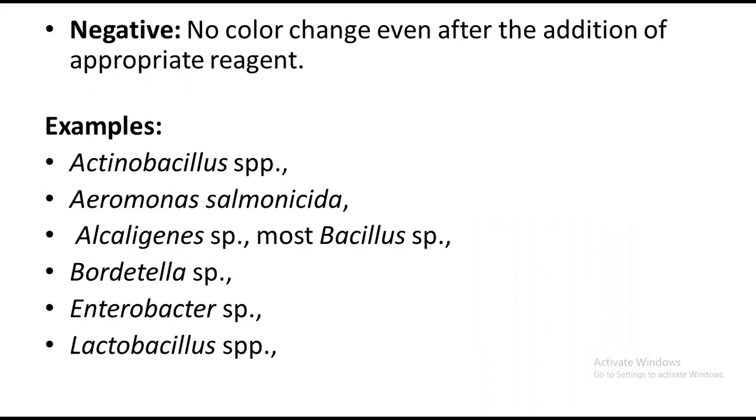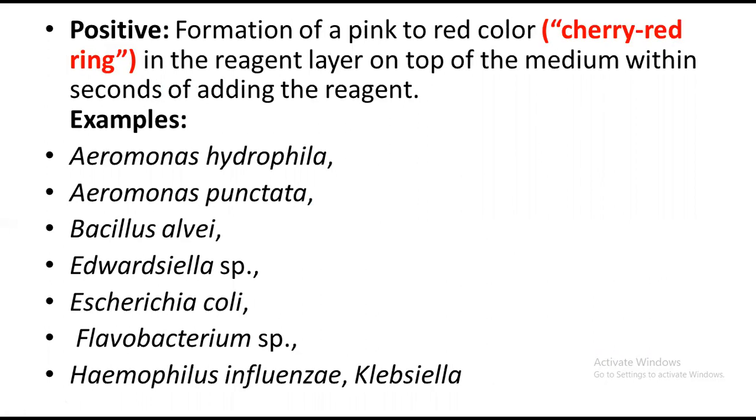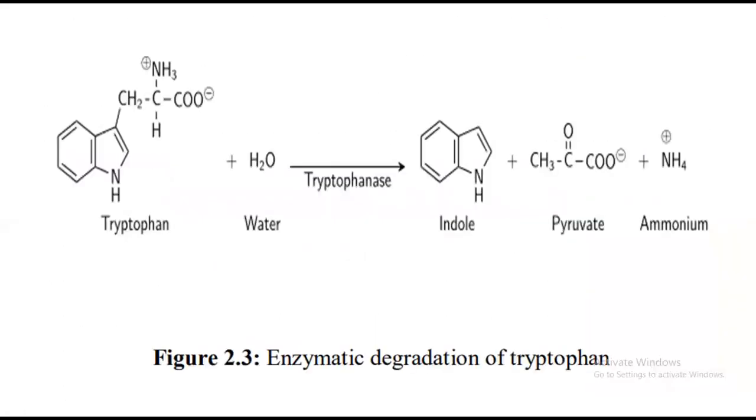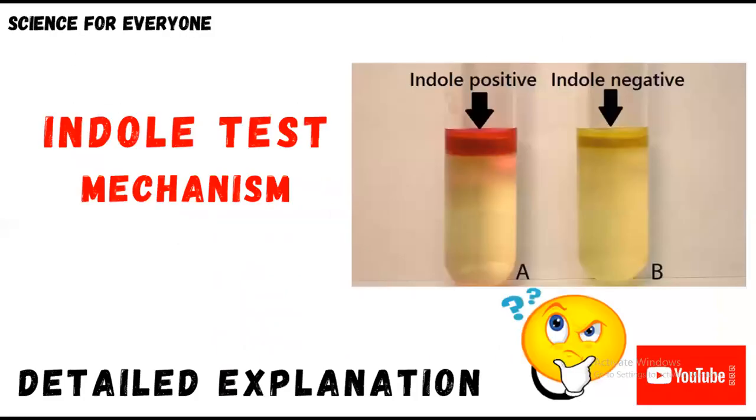Okay, just look here. If there is no color change even after the addition of the appropriate reagent, that is Kovac's, and if there is no color, then it is indole negative. So these are the examples of the bacteria that are indole negative. You can use these slides in your assignments and your presentations. Okay, so this was all about the indole test.